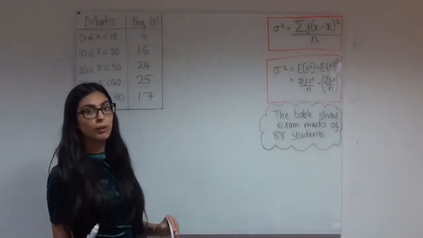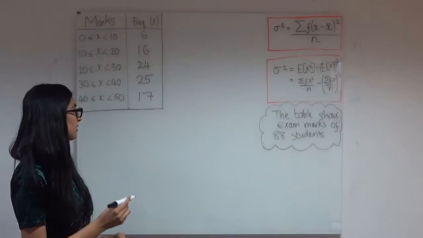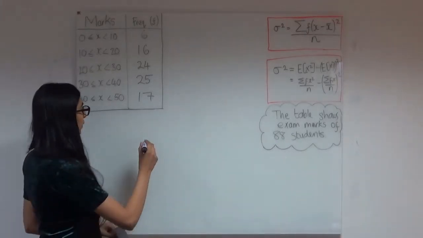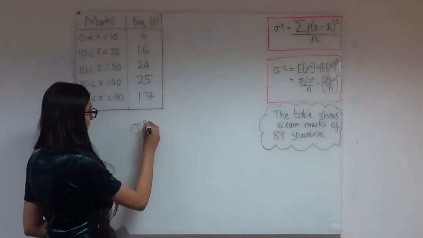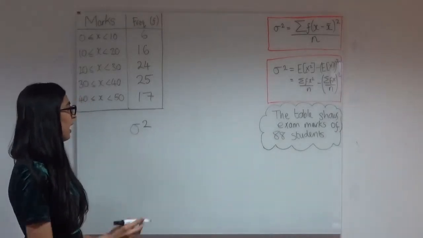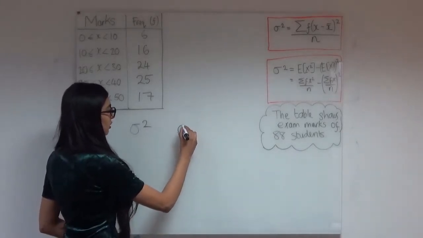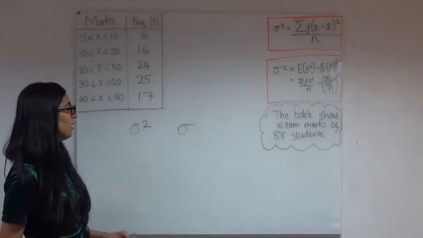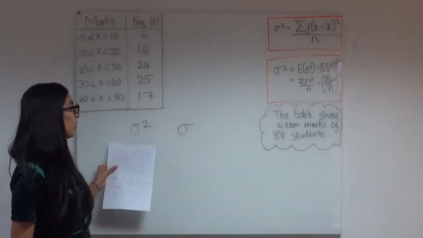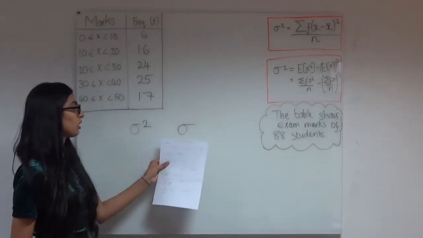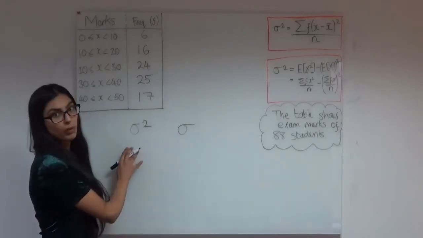Okay, so there's actually 2 ways of working out variance and standard deviation. Just a quick reminder, variance is denoted as sigma squared, and standard deviation is denoted as sigma. If we work out sigma squared, which is the variance, we can work out the standard deviation by square rooting the answer.